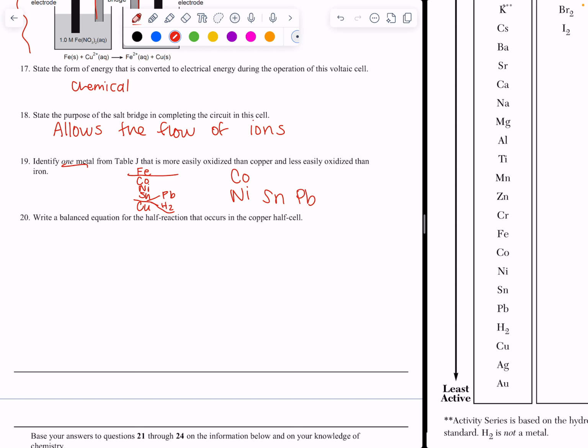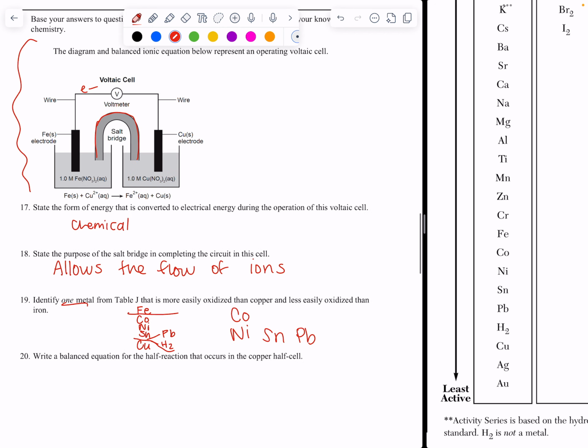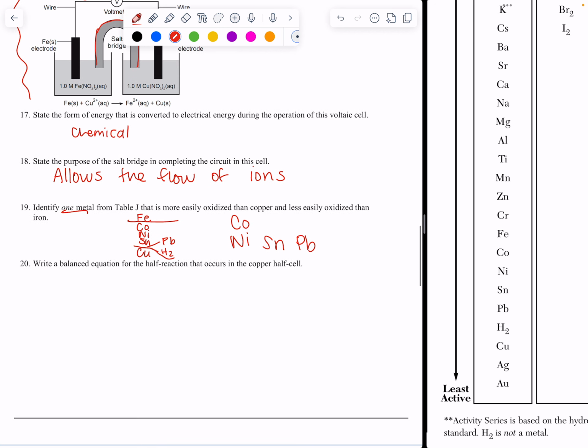Hydrogen's not a metal, so that's not one of the options. So any of those 4 options would get you the correct answer. Didn't need the picture for this question either, right? Just need a table J.